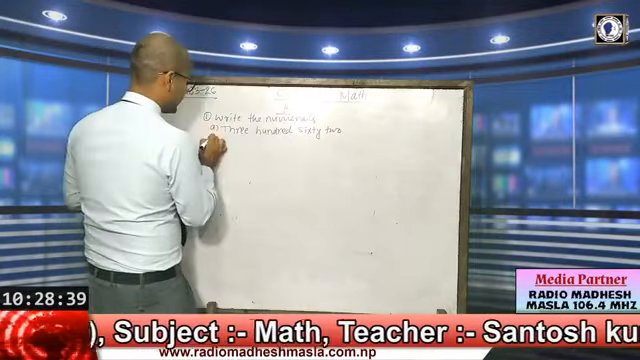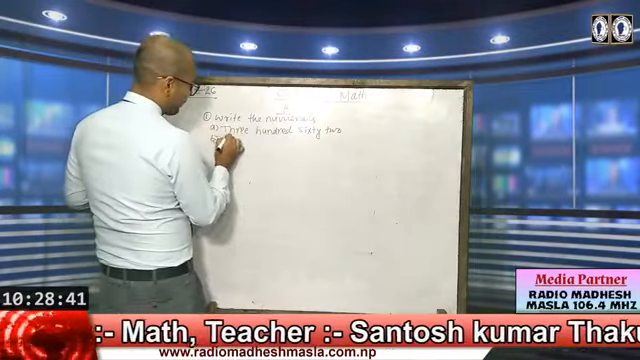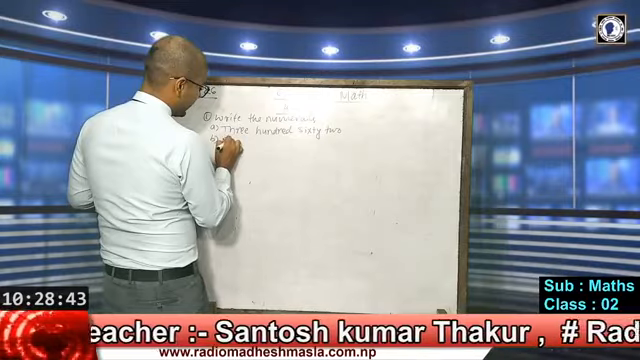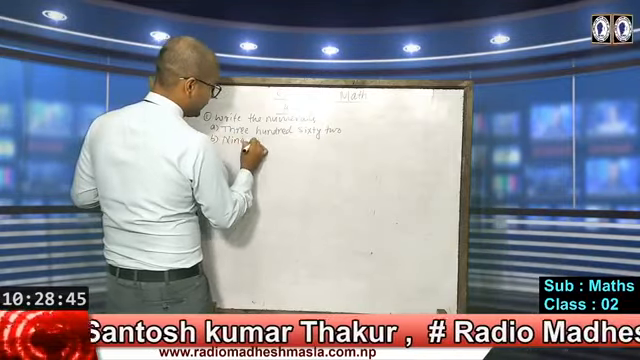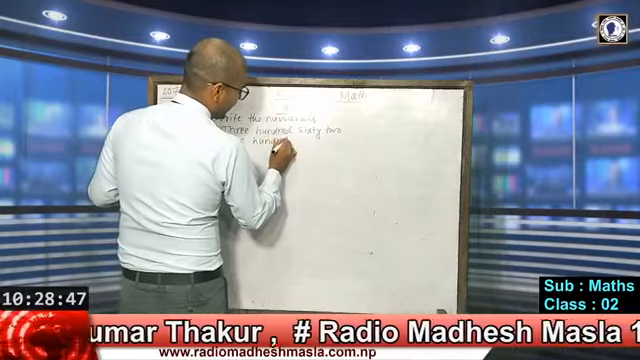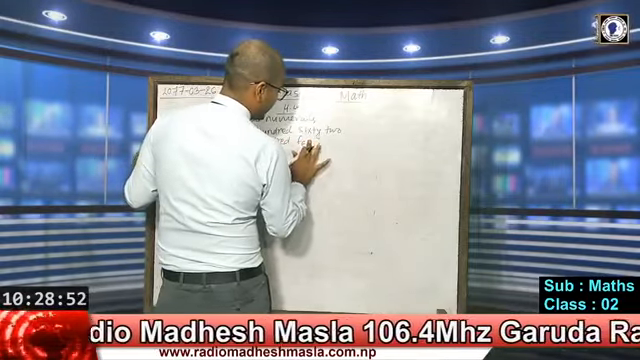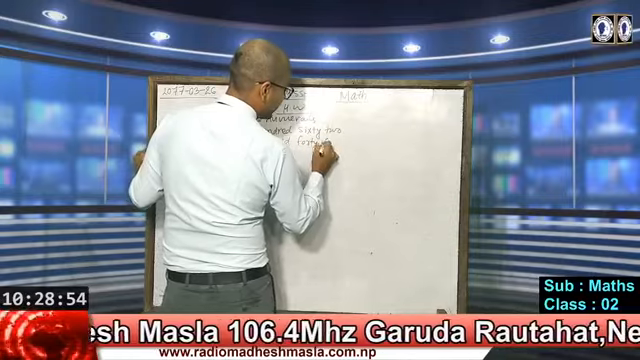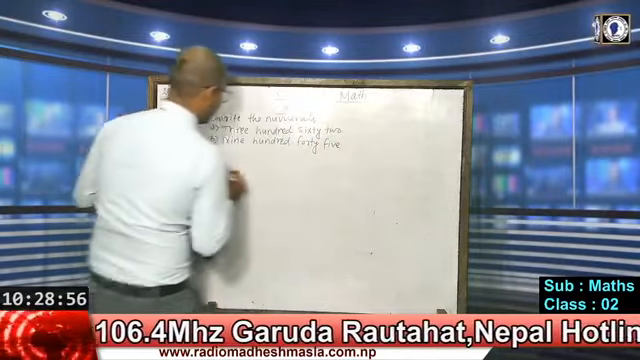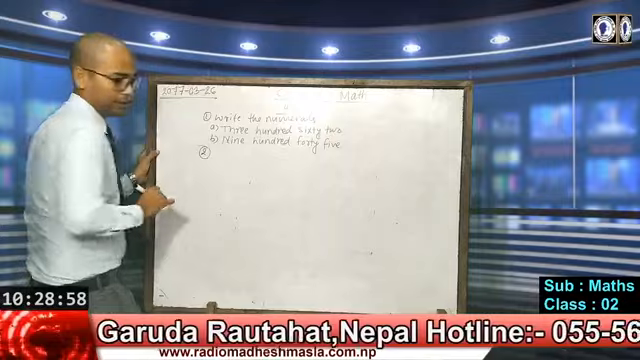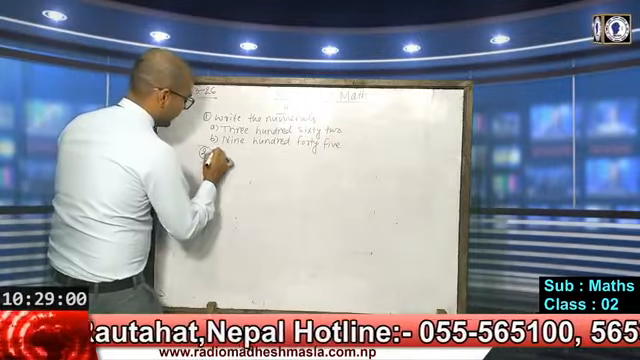Then question number B: nine hundred forty-five, 945. Then after that, question number 2: write the number names.